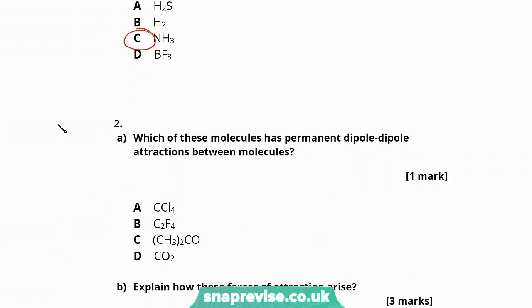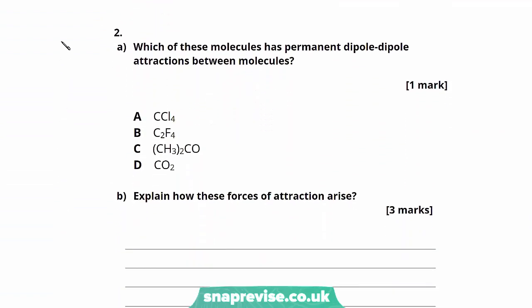Moving on to question 2. Which of these molecules has permanent dipole-dipole attractions between molecules? So we know that for permanent dipole-dipole interactions to occur, there has to be an overall permanent dipole, and the molecule cannot be symmetrical. So we can go ahead and eliminate the options which are symmetrical. We know carbon tetrachloride will have a tetrahedral shape and will therefore be symmetrical, and so it cannot be option A.